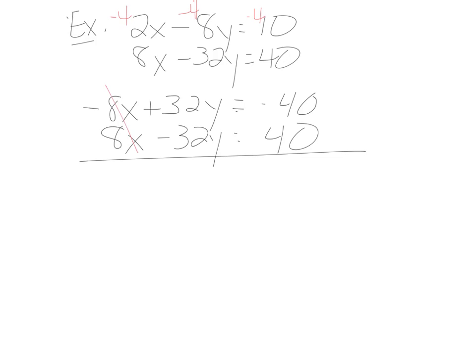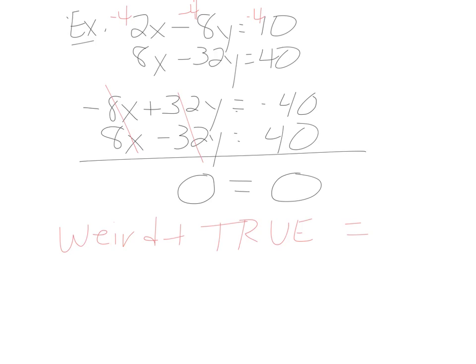My x's cancel, but so do my y's. So I just have a 0 on the left side. And on the right side, negative 40 plus 40 is also 0. So I ended up with something weird again. But this time it's true. 0 does equal 0. So if you have something that's weird and true, the answer is infinite solutions.